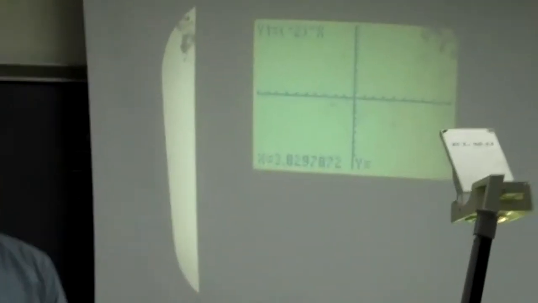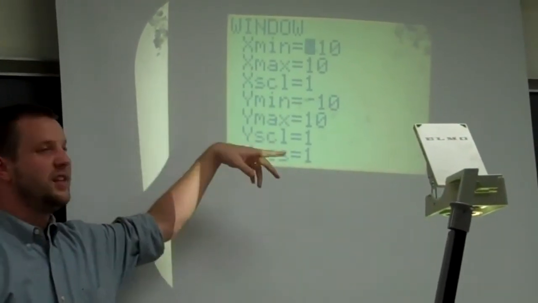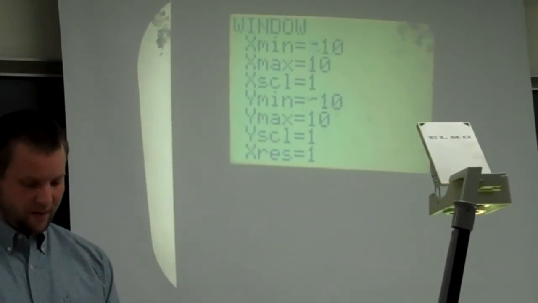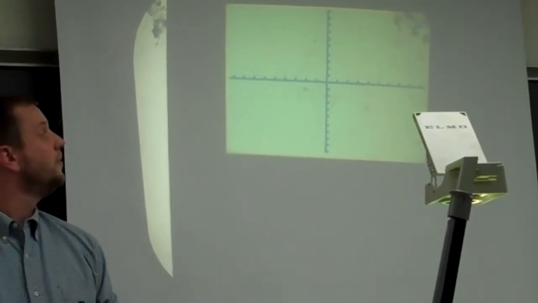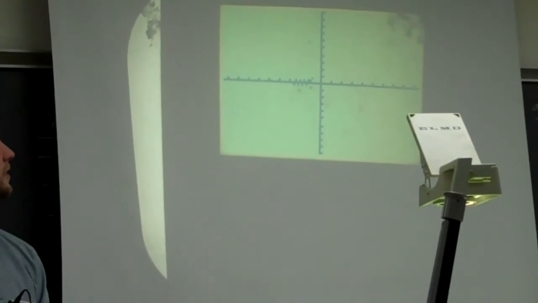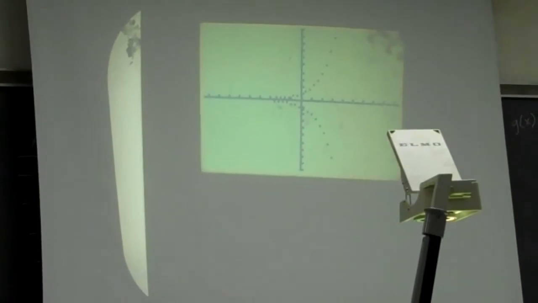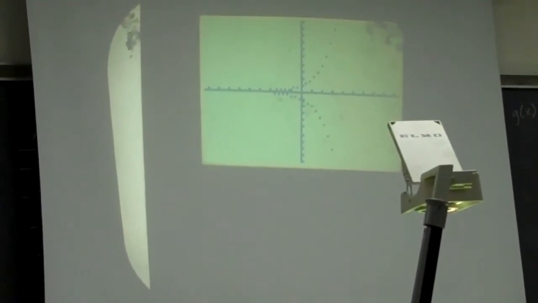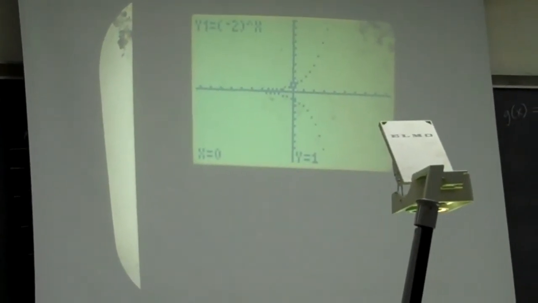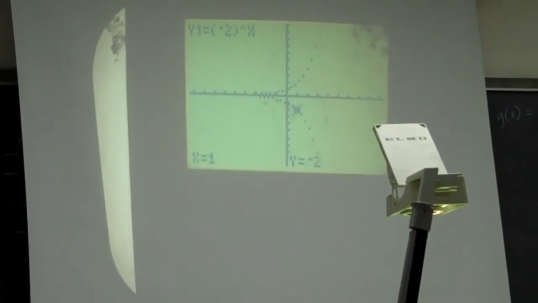Tell you what, let me show you something. It's really cool. I'm going to change my window a little bit. I'm going to change it from negative 10 to 10 to negative 9.4 to positive 9.4. Come on, that's cool. Now when I trace, I get some points that show up, but you notice they keep hopping back and forth.